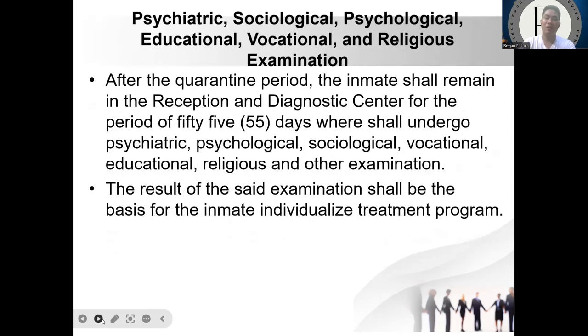So after the quarantine period, the inmate shall remain in the reception and diagnostic center for a period of 55 days where he shall undergo psychiatric, psychological, sociological, vocational, educational, religious, and other examination. That is why the total is 60 days: 55 days for any other treatment or examination he undergoes, and the 5 days allotted for the quarantine period. The result of the said examination shall be the basis for the inmate's individualized treatment program. Whatever the result, he will be given a different program, because every inmate should have a specific program just for him. So that is the purpose of the DRD.